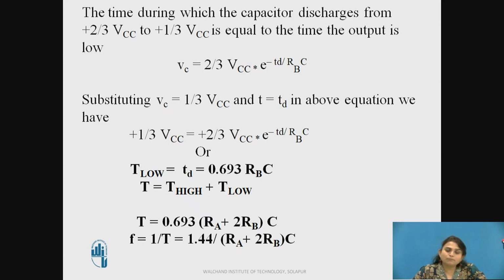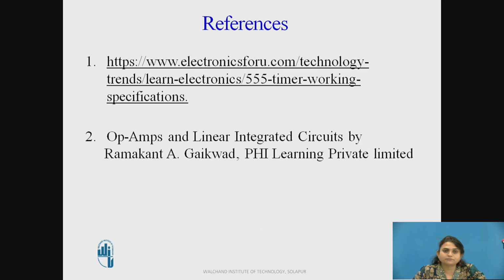So, with the help of Ra and Rb, we can vary the time period T on time, and with the help of Rb, we can vary the T off time.